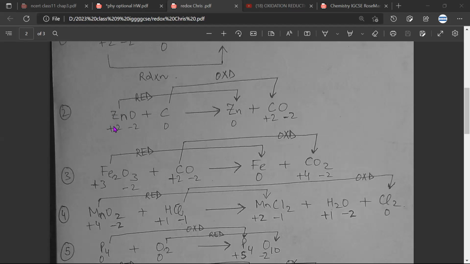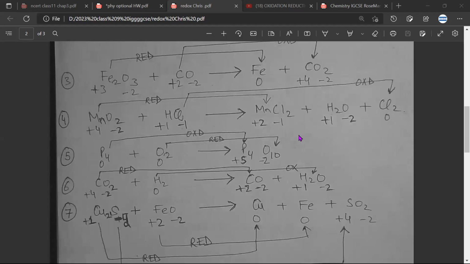Reduction in oxidation number is reduction. If I look at carbon, the oxidation number on the left is 0, but on the right it is +2. This is an increase of oxidation number, and an increase of oxidation number is oxidation. That is why carbon is getting oxidized. But nothing is taking place for oxygen. It was -2 here, -2 here. Any doubt? No, sir. Okay.